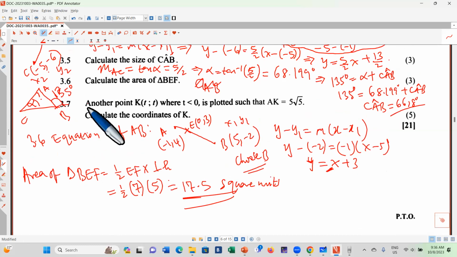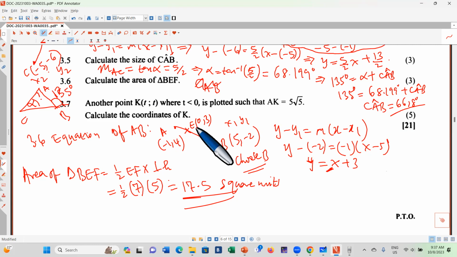The next one is just 3.7. Question 3.7 says another point K with the coordinates T and T, where T is negative, is plotted such that AK is 5 square root of 5. Calculate the coordinates of K.